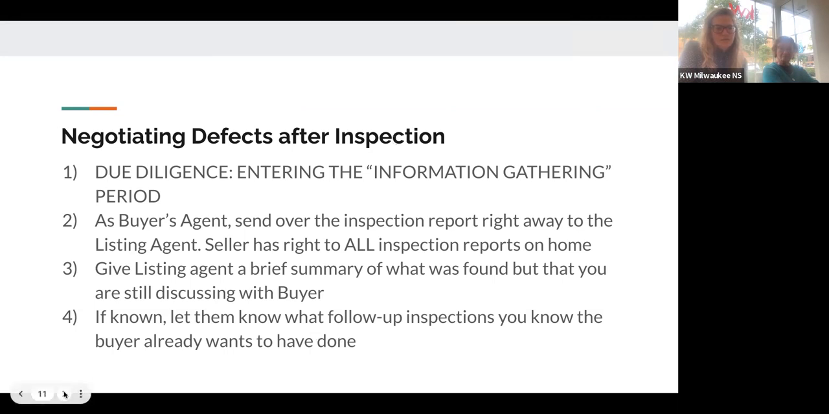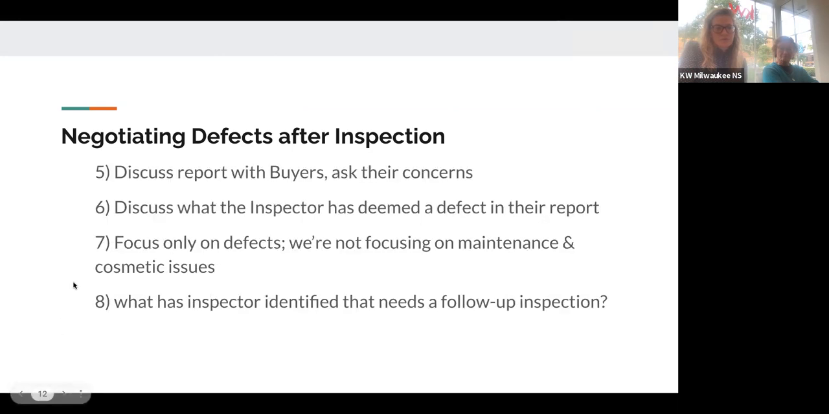Continuing on with this information gathering phase as it relates to identifying defects and how much they cost. You're going to discuss the report with the buyers, of course, and ask their concerns. As a buyer's agent, if there's something that they missed that you think might be worth mentioning, this is where a buyer's agent needs to help guide their buyers. I think especially with first-time home buyers as well.